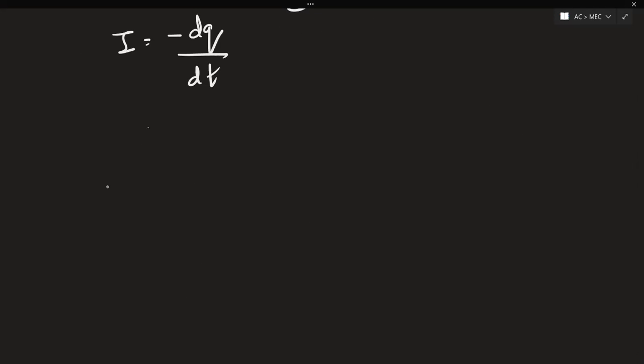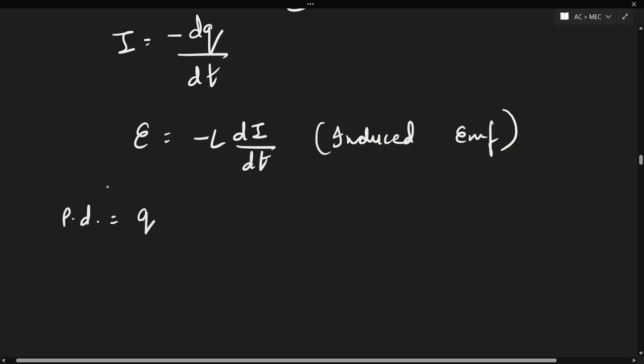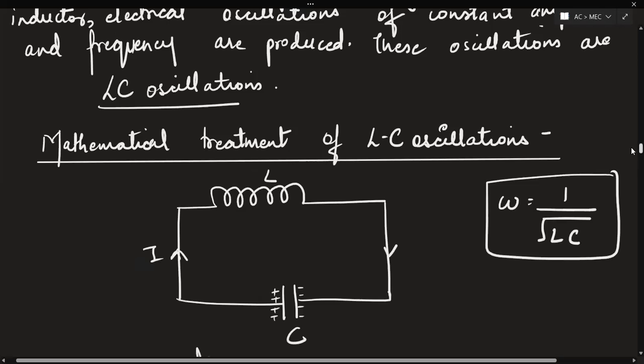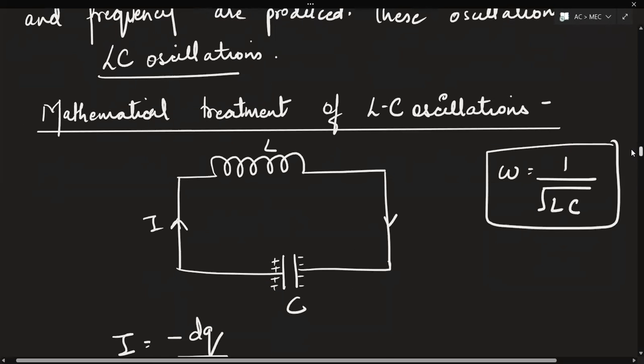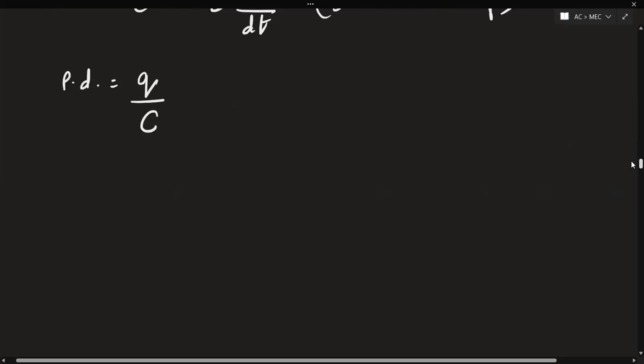And the EMF we also know: EMF is minus L di over dt. This is the induced EMF across an inductor. So what is the potential difference across a capacitor? This is Q divided by C. Now, if you apply Kirchhoff's loop law over here, you just have to add all the potential differences. So the potential difference across the inductor is minus L di over dt, and the potential difference across the capacitor is Q by C.